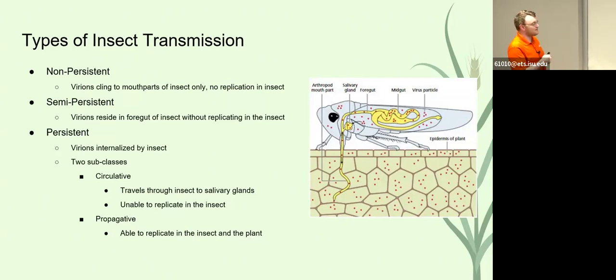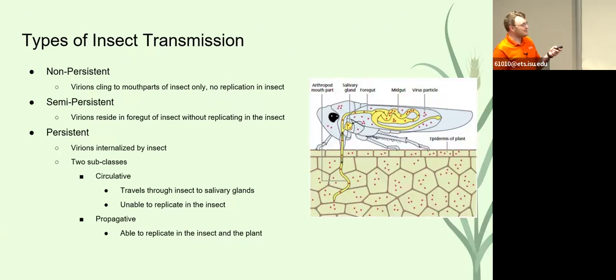So circulative means that the virus gets into the bug, so the bug eats it, and then it can actually travel across the membrane into the bug's bloodstream, their version of a bloodstream. And then it travels to the salivary glands where it then gets spit back out again the next time the bug bites something. But notice, it's not replicating.